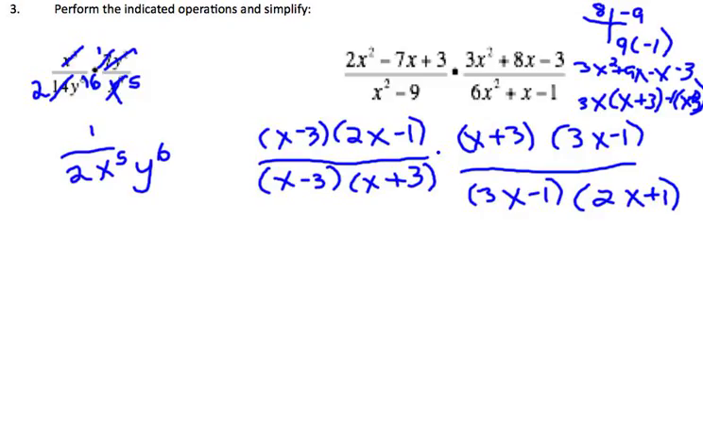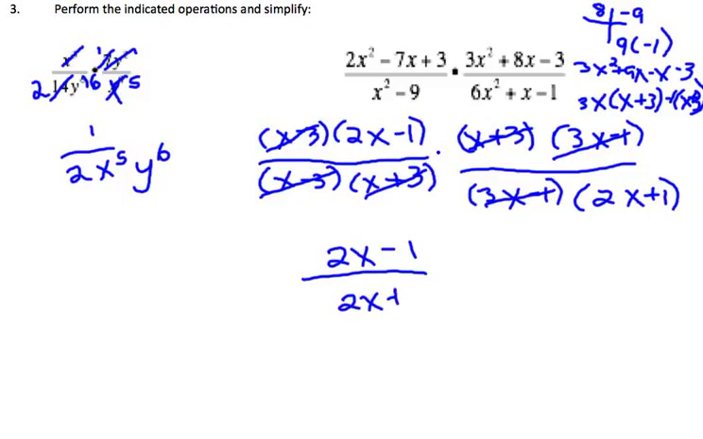Now that everything is factored, I want to look at the top and the bottom for like factors, and you can see I have a 3x minus 1 that's alike. I have an x plus 3 that's alike. I have an x minus 3 that's alike, and I'm left in the numerator with 2x minus 1, and in the denominator with 2x plus 1. Those are not the same. They're not opposites of each other, so there's nothing I can do with those. 2x minus 1 over 2x plus 1.